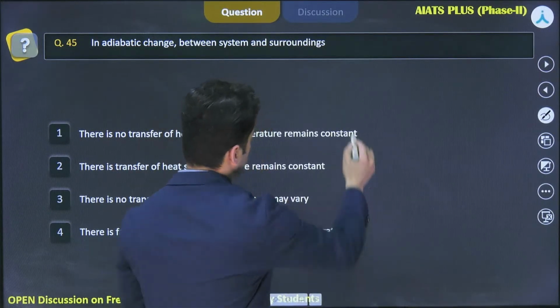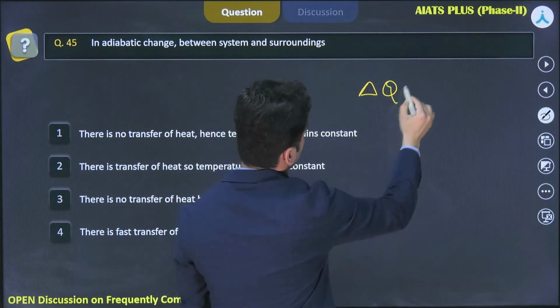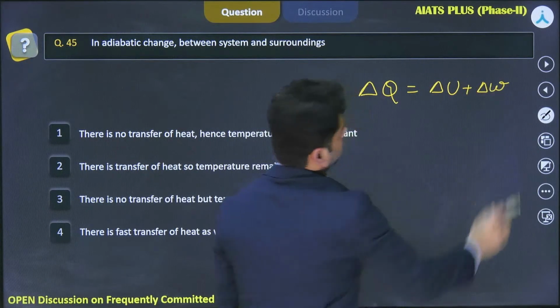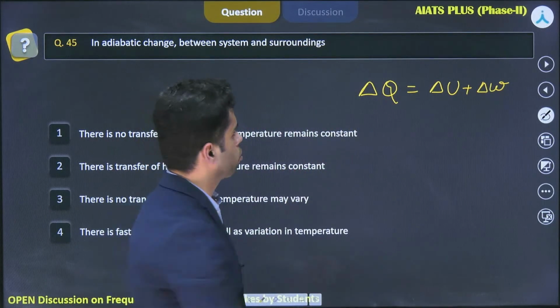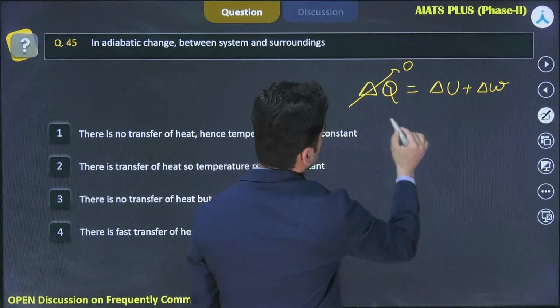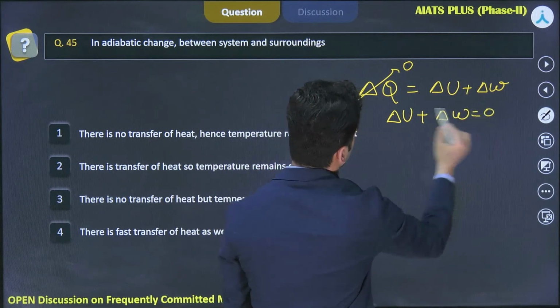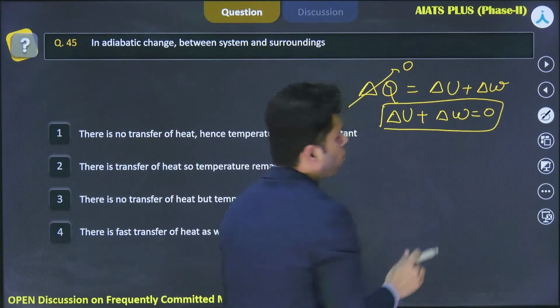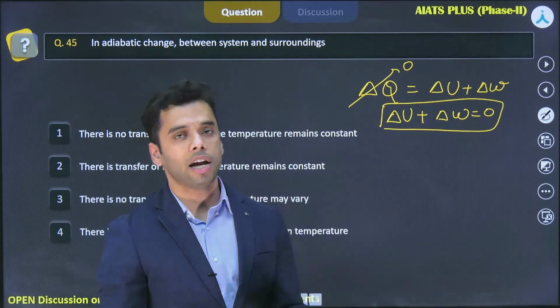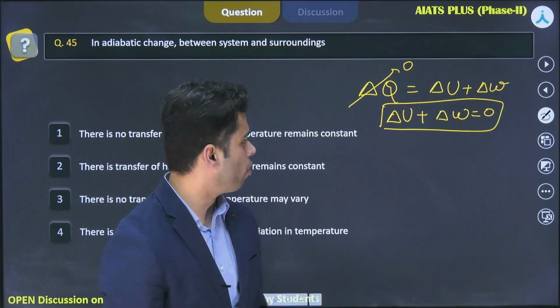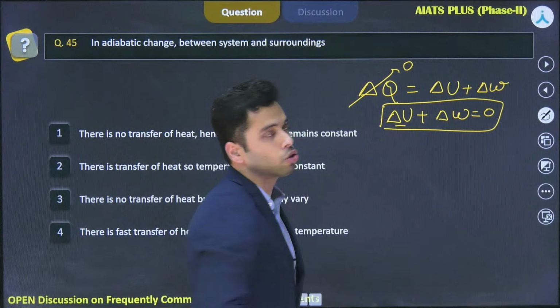Now from the first law of thermodynamics, delta Q is equal to delta U plus delta W. We are talking about the adiabatic process, so this delta Q will be equal to 0. It means that delta U plus delta W will be equal to 0. So in adiabatic process, any kind of work interaction, either the work done on the system or the work done by the system, both of that will come at the cost of internal energy.